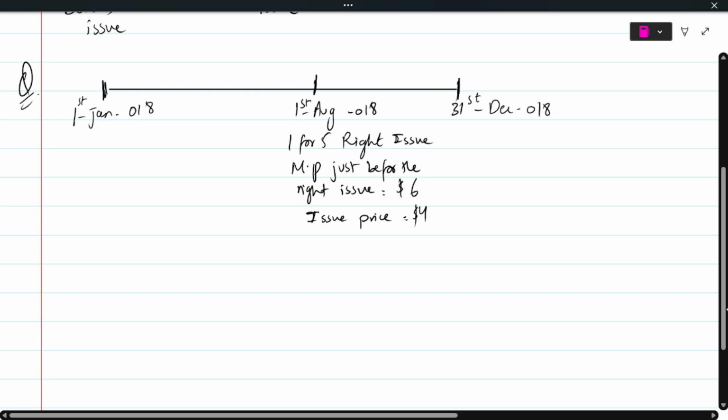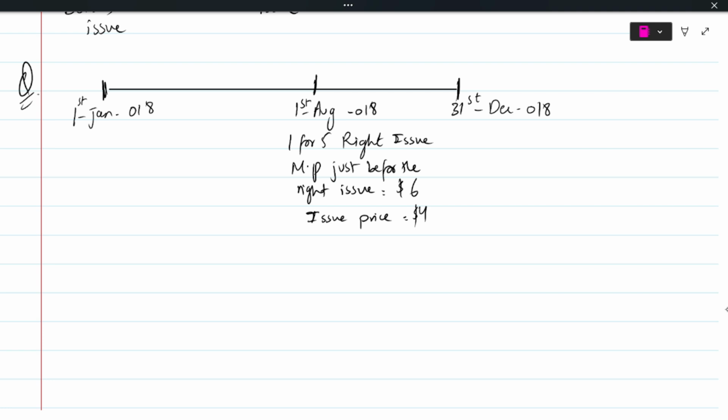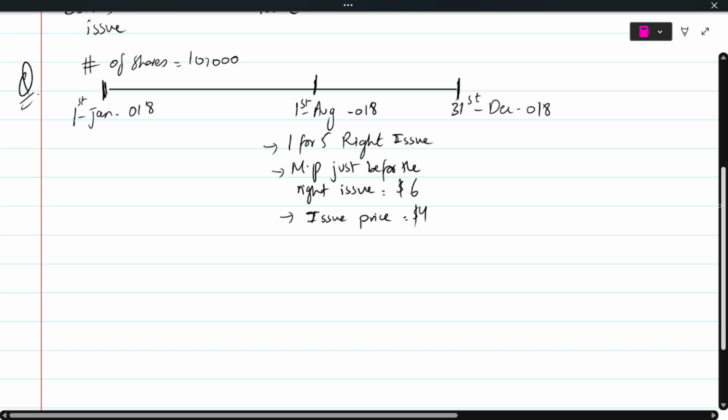We have our year. We are told that on 1st August the company has done a 1 for 5 right issue. The market price just before the right issue was $6, and the issue price is $4. Clear? Now, what are we going to do? Wait, I need to write over here that the number of shares at the beginning of the year were, let's say, 10,000. So this is the question.